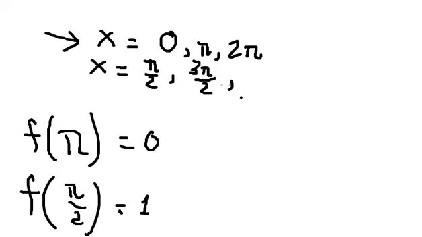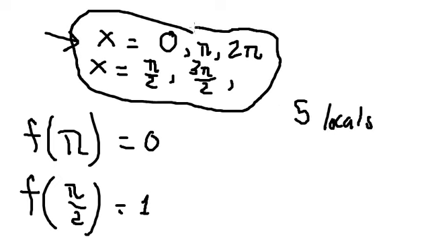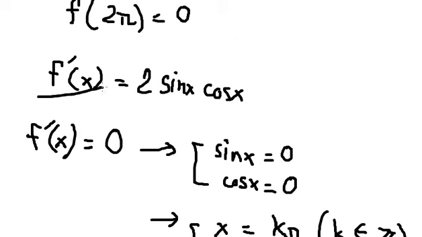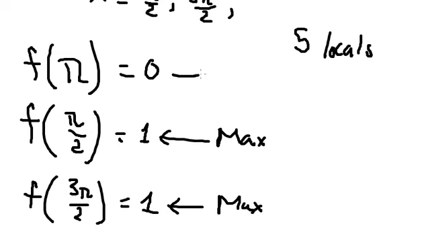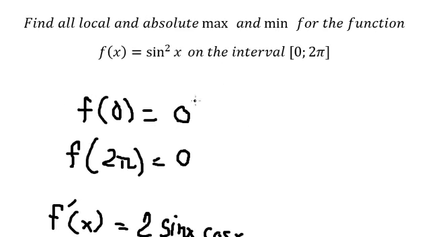So in this situation, we have 5 locals, because we just found 5 solutions in here from the first derivative. And the next one, this one, that is about absolute max, similar for this one. This one is about absolute min, similar for this one, and this one.